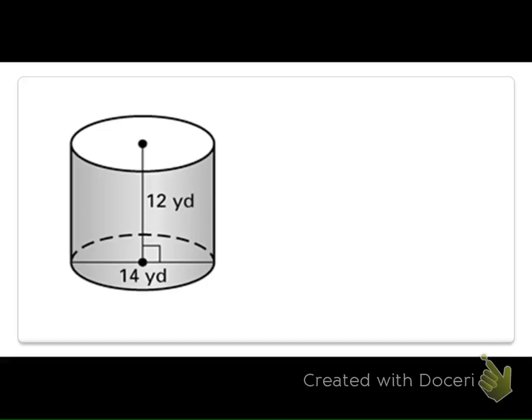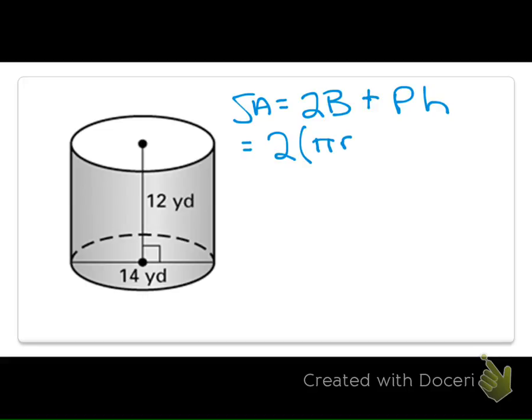Let me set up my surface area formula. It is 2 times the area of the base plus the perimeter of the base times the height. Now, again, I'm going to rewrite it using the formulas that I'm going to need. The area of the base, my base is a circle in this case, so I have pi times radius squared, plus the perimeter. Now, remember with a circle, that's our circumference, so that's going to be pi times diameter, times the height.